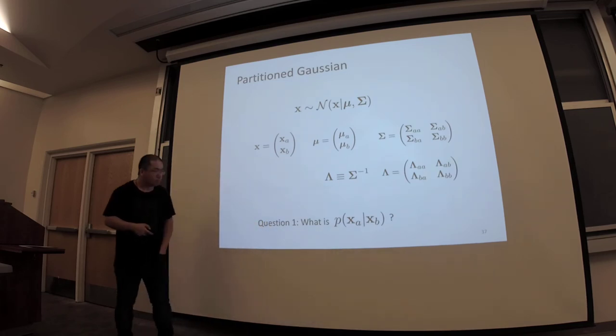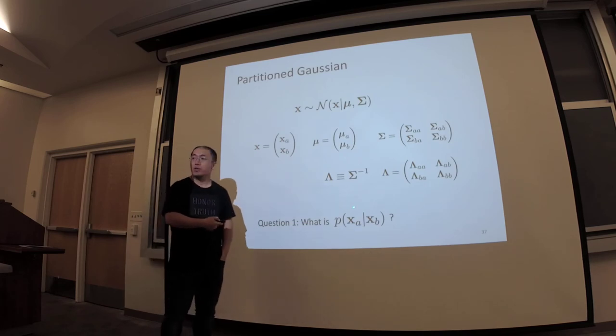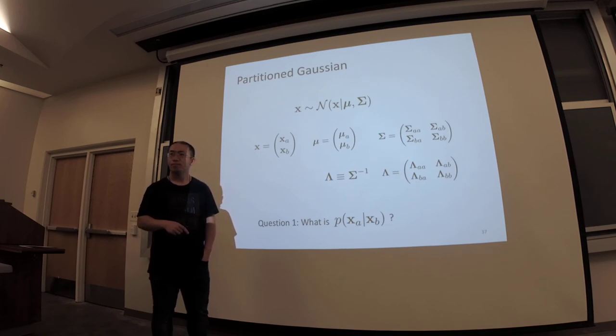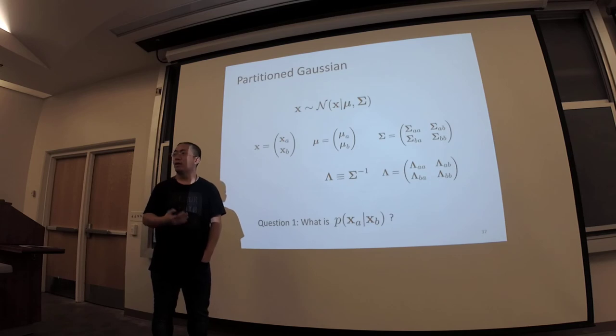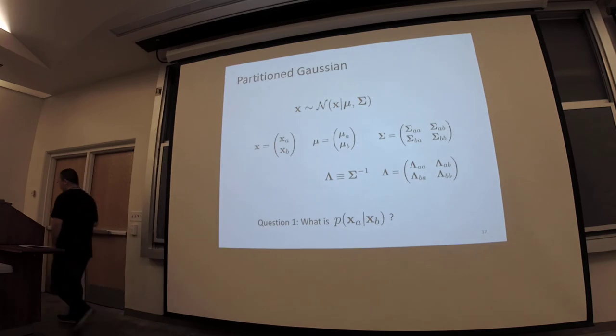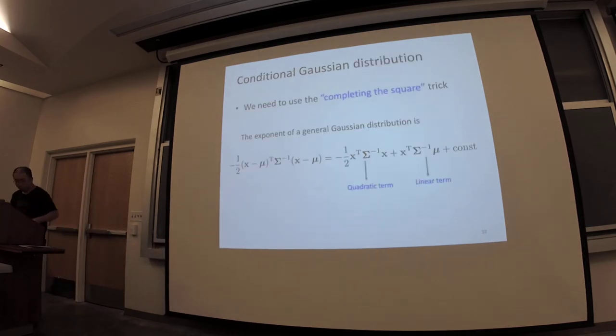The question is, how can we compute the conditional distribution of xA given xB? Probably everyone knows that will be another Gaussian distribution, right? But the issue is how do you arrive at that Gaussian distribution, rather than just look up the dictionary? Can you derive the conditional Gaussian distribution given its joint Gaussian distribution? To do that, we need to use this trick called completion of squares, or completing the squares.